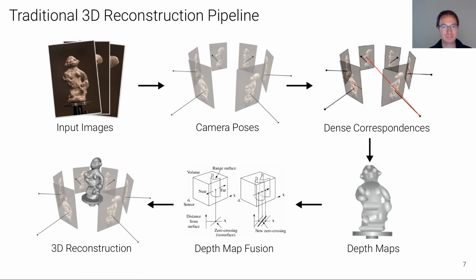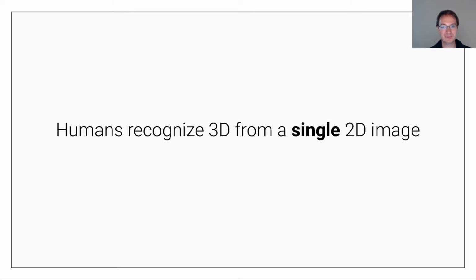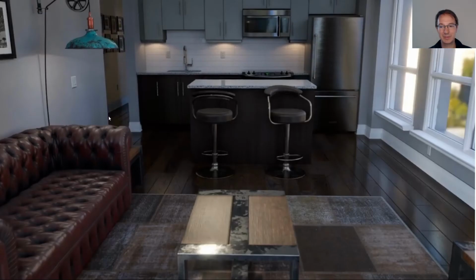Now, while most traditional 3D reconstruction pipelines require huge amounts of images for 3D reconstruction, humans can actually recognize 3D from a single 2D image. If I show you this image, you can easily tell me which object is in front of which object. What is the approximate distance to the refrigerator? Or what will happen if I move forward?